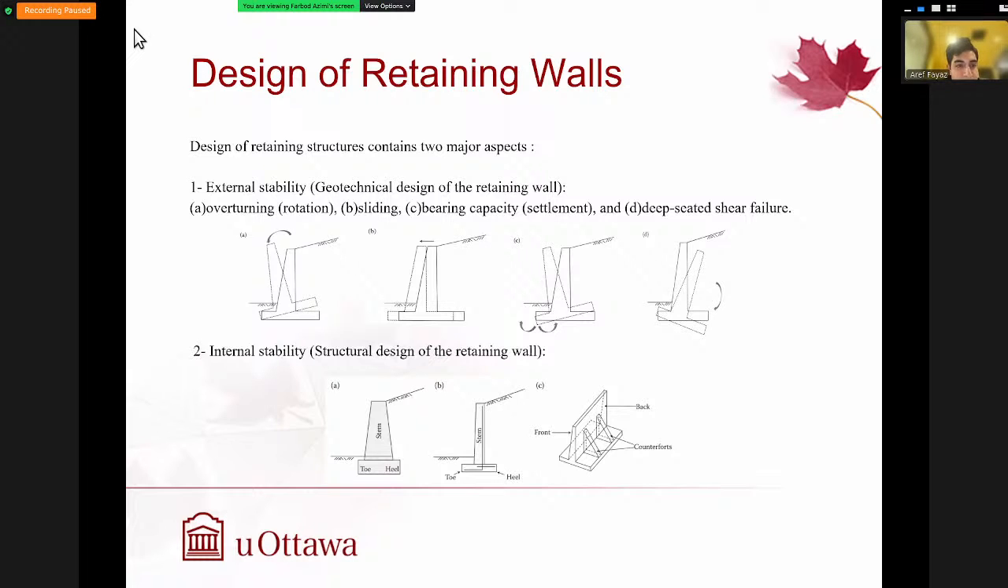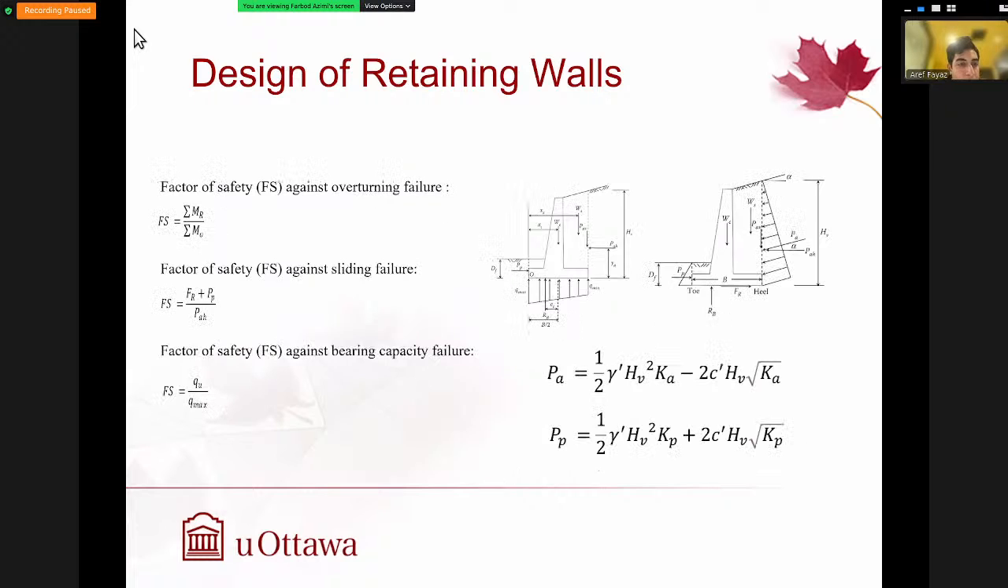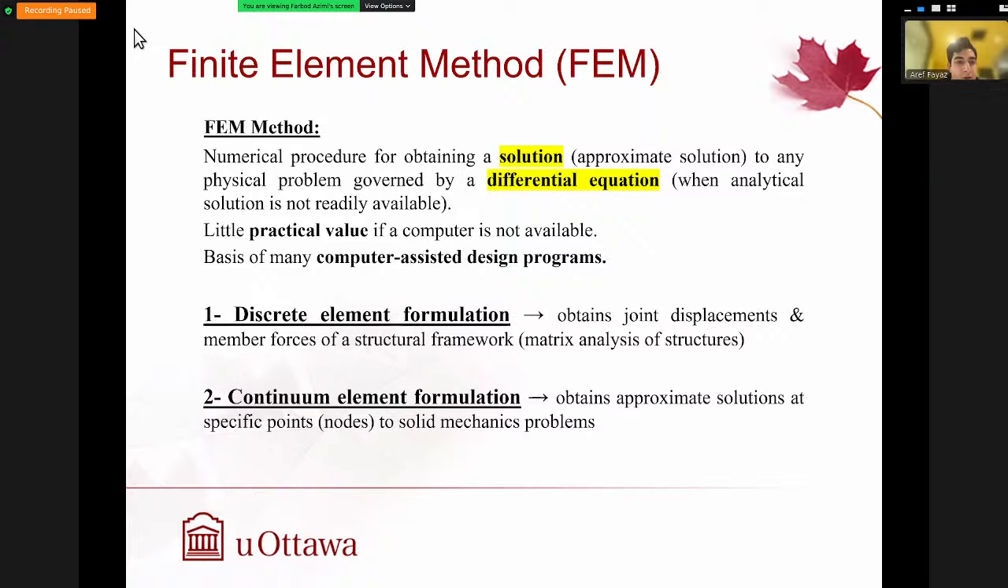Now discussing internal stability, we have some other cases in the bottom for which we can add more structural stability for our wall. Now discussing a factor of safety for overturning, sliding, and bearing capacity failures, we have the formulas over there. And so now we're going to move on to the finite element method.